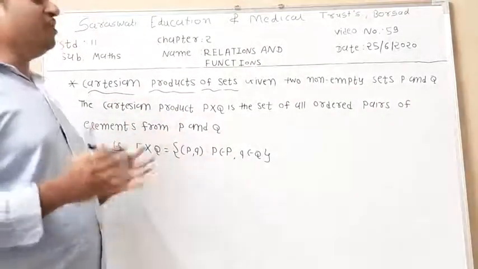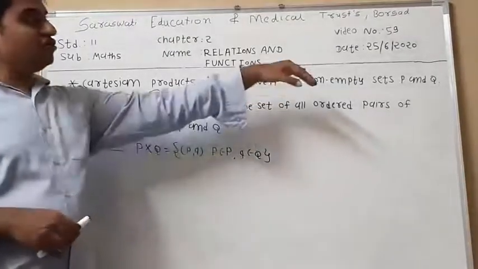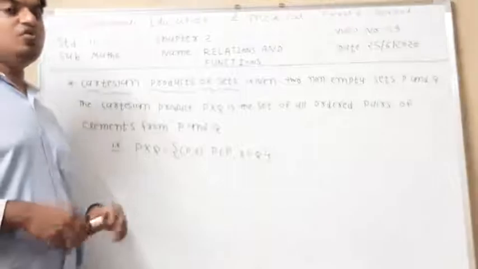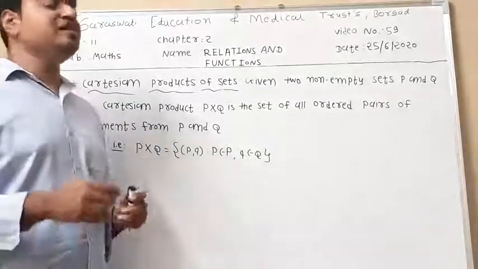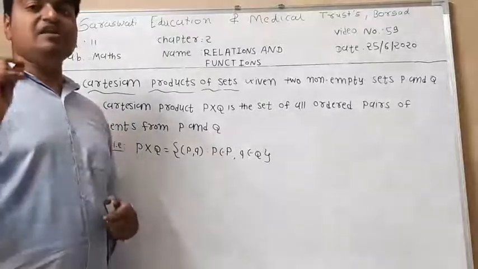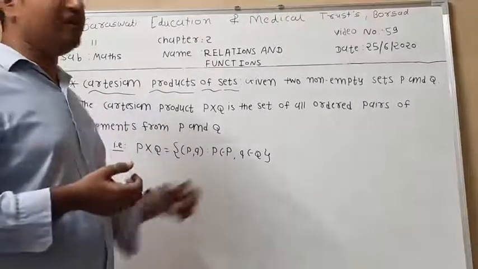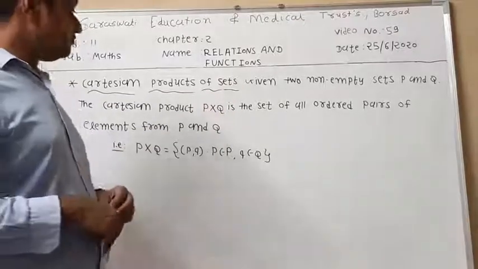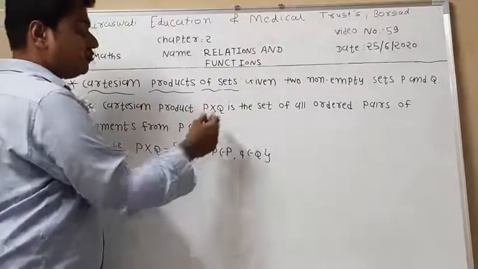So what is the meaning of Cartesian product? First of all, we can consider two non-empty sets P and Q. What is the meaning of non-empty? Non-empty means that in set P and set Q, at least one or more than one element is present in the set. Now, P Cartesian product Q.